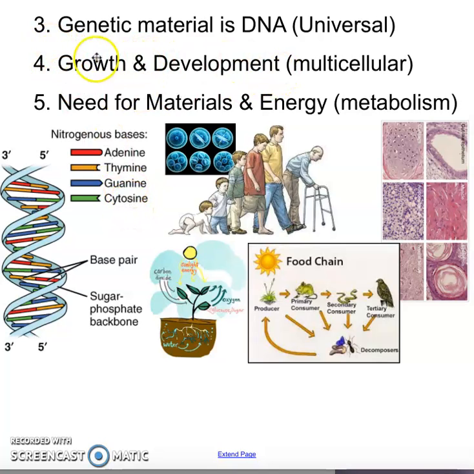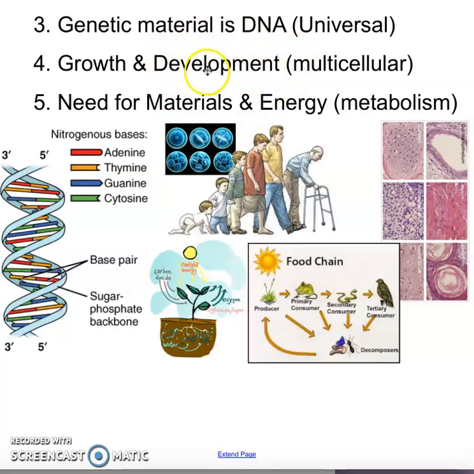Okay, another characteristic of life is that you have to grow. So when you are unicellular, you grow, and then when you get too big, you split into 2. You go through that asexual reproduction. But if you are multicellular, we're going to add another facet to it. You have to grow, but you also have to go through development.